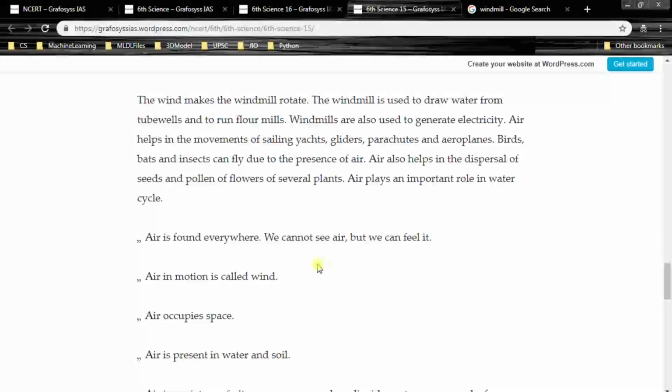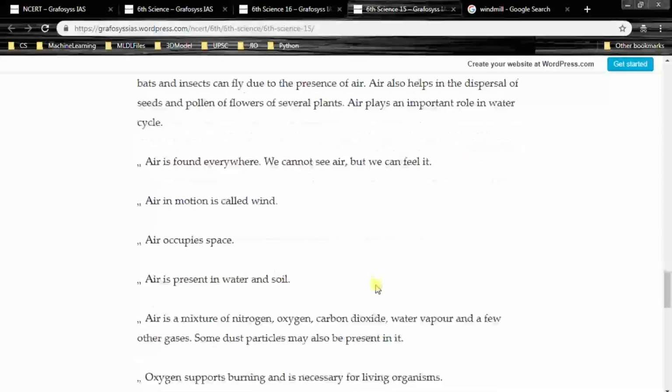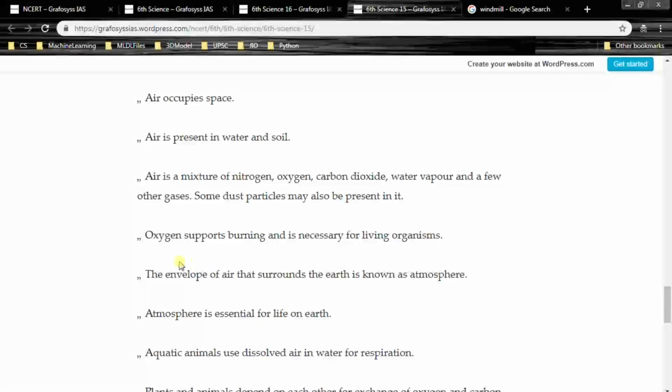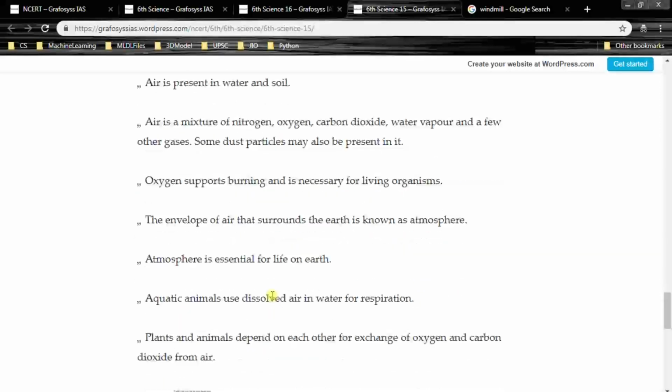Air is found everywhere. We cannot see air, but we can feel it. Air in motion is called wind. Air occupies space. Air is present in water and soil. Air is a mixture of nitrogen, oxygen, carbon dioxide, water vapor and a few other gases. Some dust particles may also be present in it. Oxygen supports burning and is necessary for living organisms. The envelope of air that surrounds the earth is known as atmosphere. Atmosphere is essential for life on earth.